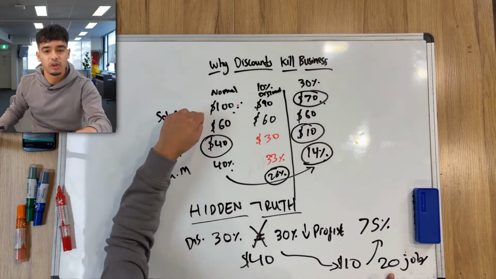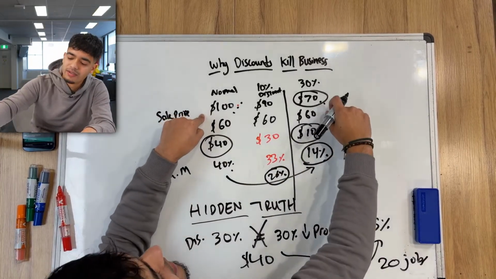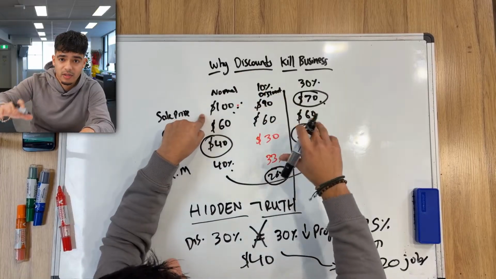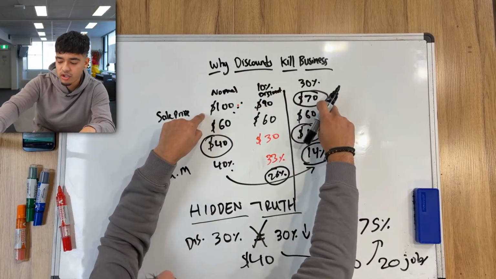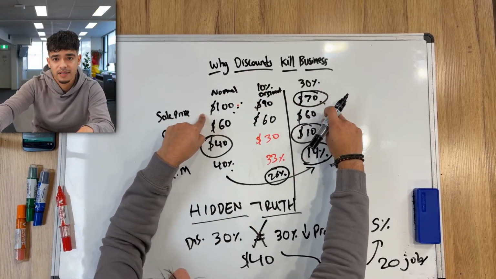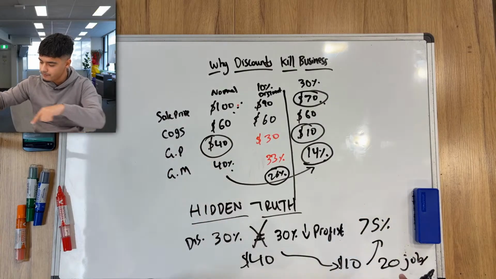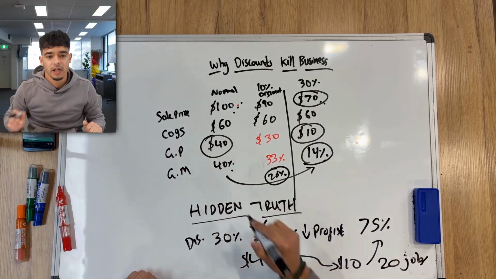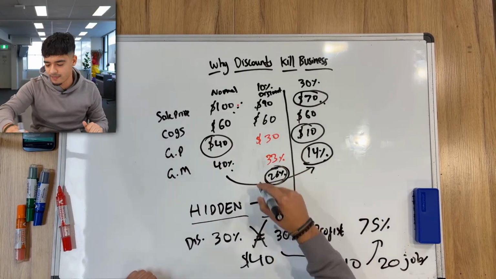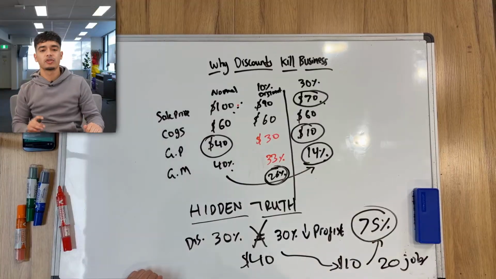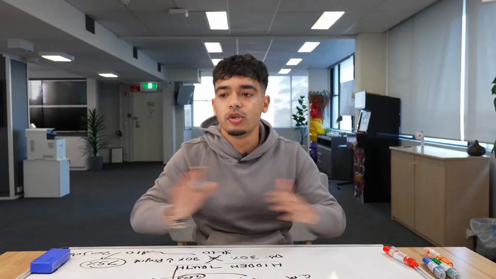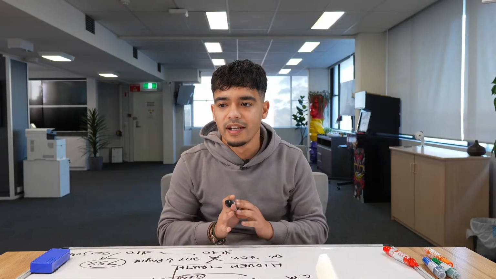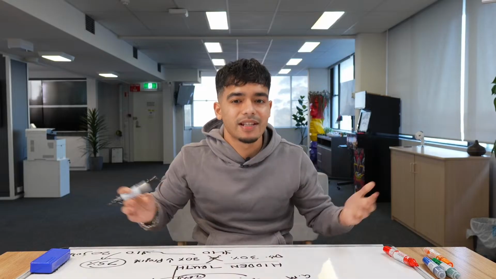So if your service is $100 and you discount by 30%, I'm going to summarize it quickly. You've now not reduced your profit margins by 30%, you've actually reduced them by 75%. Your gross margin has reduced by 26%, but your profit has reduced by 75%. Do not discount, never do it. You're basically working for free at this point.